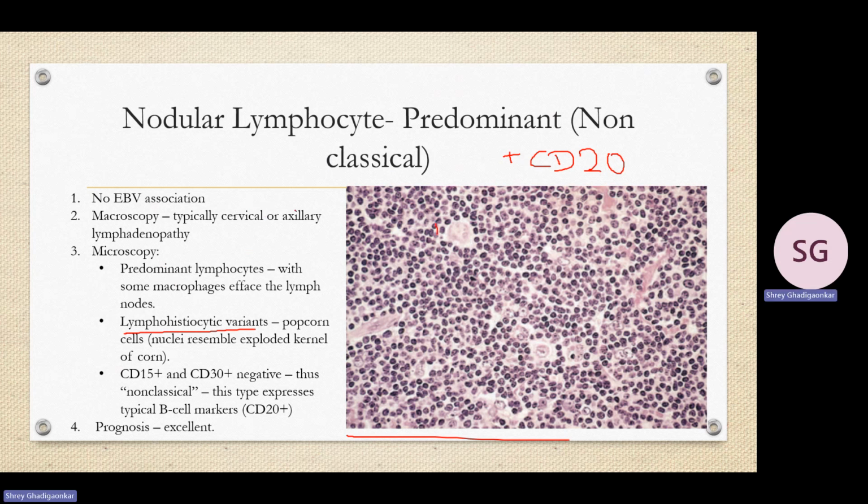You may see one over here, for instance. So, as mentioned, these are CD15 and CD13 negative, and thus that's what makes these non-classical. But they do express CD20, and these usually have an excellent prognosis.